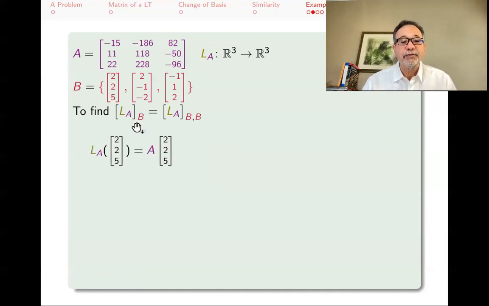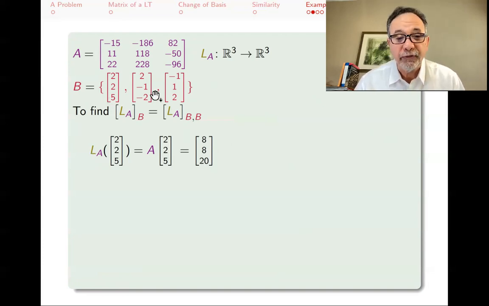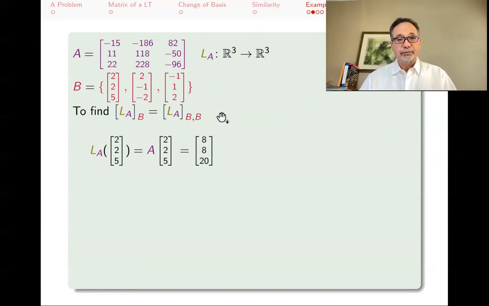225 is the first element of the basis. We find LA of 225, but to find LA of 225, you just take A and multiply it by 225. And if you do that, you get 8820. Well, is that going to be the first column of my new matrix? No. What you have to do now is write this in terms of B. After you write this in terms of B, then that's going to be your first column of your matrix.